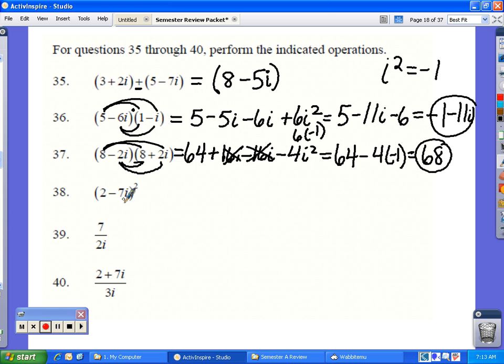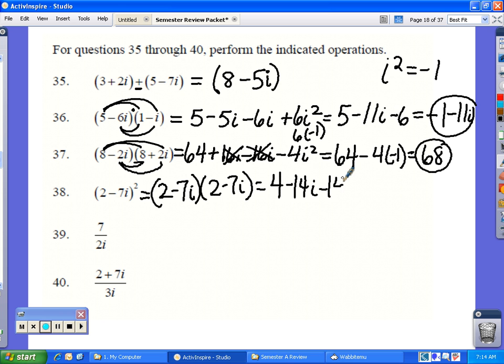Number 38, you have to actually FOIL as well. That will give you 2 minus 7i times 2 minus 7i. And again, if you FOIL those, you'll be left with 4 minus 14i minus 14i plus 49i squared. Again, i squared is equal to negative 1.